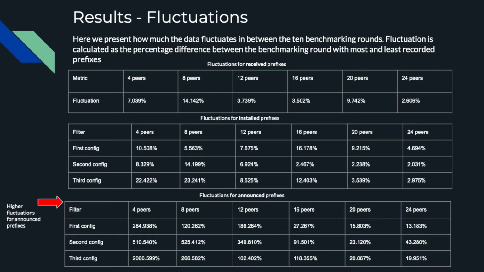The fluctuation of announced prefixes is at the most 345 times higher when comparing it with the fluctuation of received prefixes with the same number of peers used in the benchmark. The considerably higher fluctuation of announced prefixes further strengthens the results that our root server seems to not be able to announce prefixes at the same rate as it receives these prefixes from its peers.